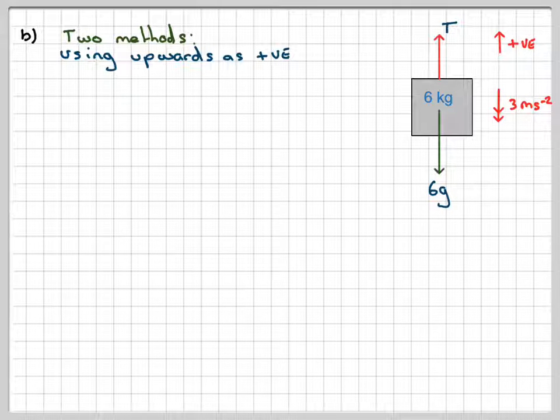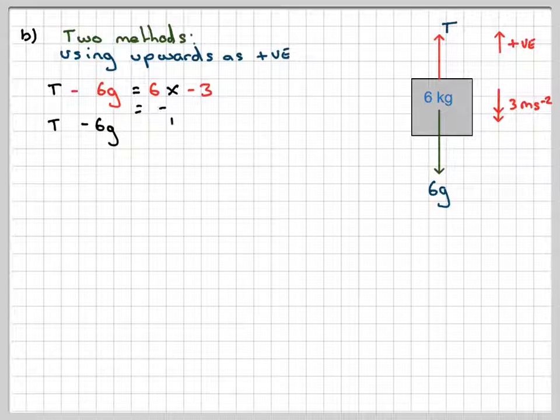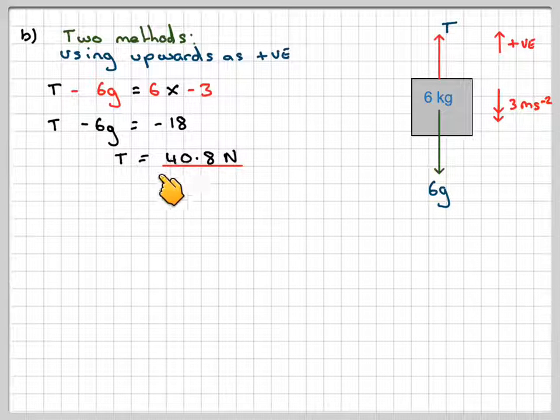If positive is upwards, T is upwards and 6g is downwards, equal to 6 times the acceleration, and as the acceleration is acting downwards, we'd say minus 3. So we get T minus 6g is equal to minus 18, and therefore T will be minus 18 plus 6g, which is 40.8 newtons.